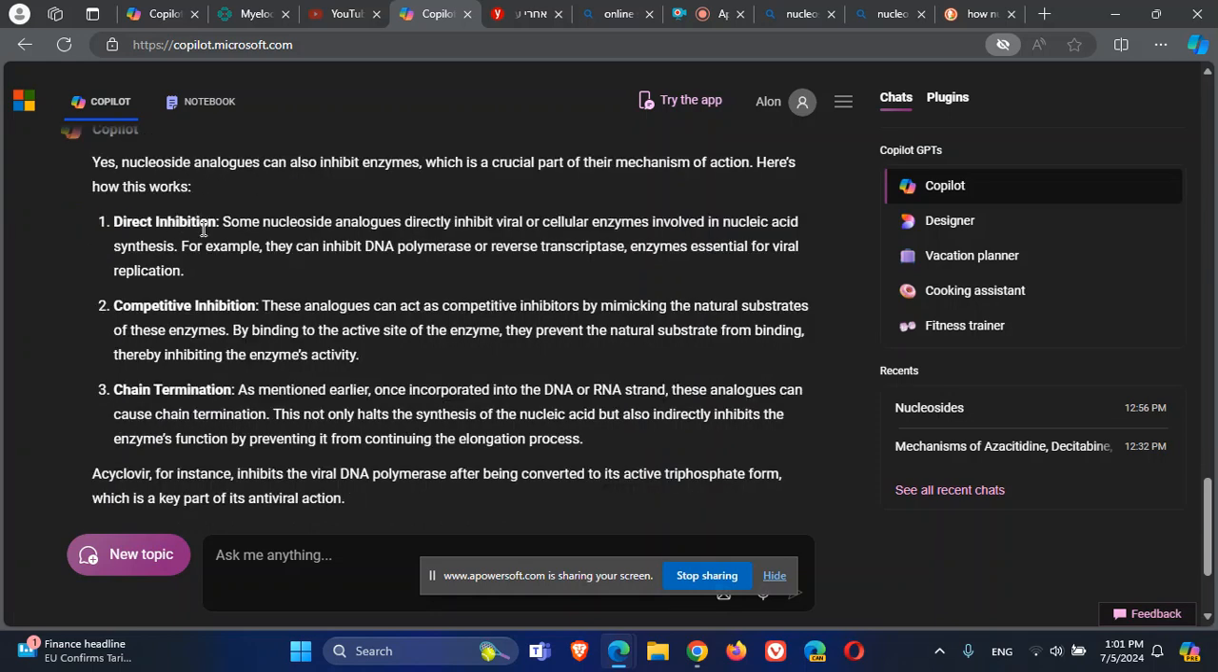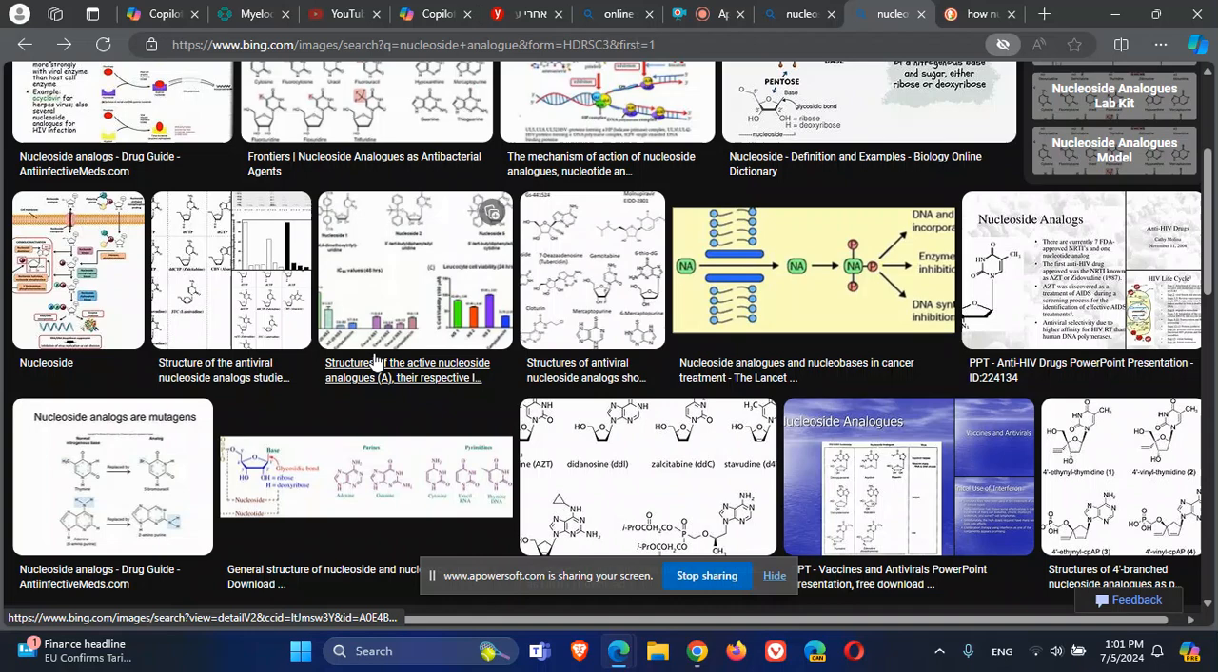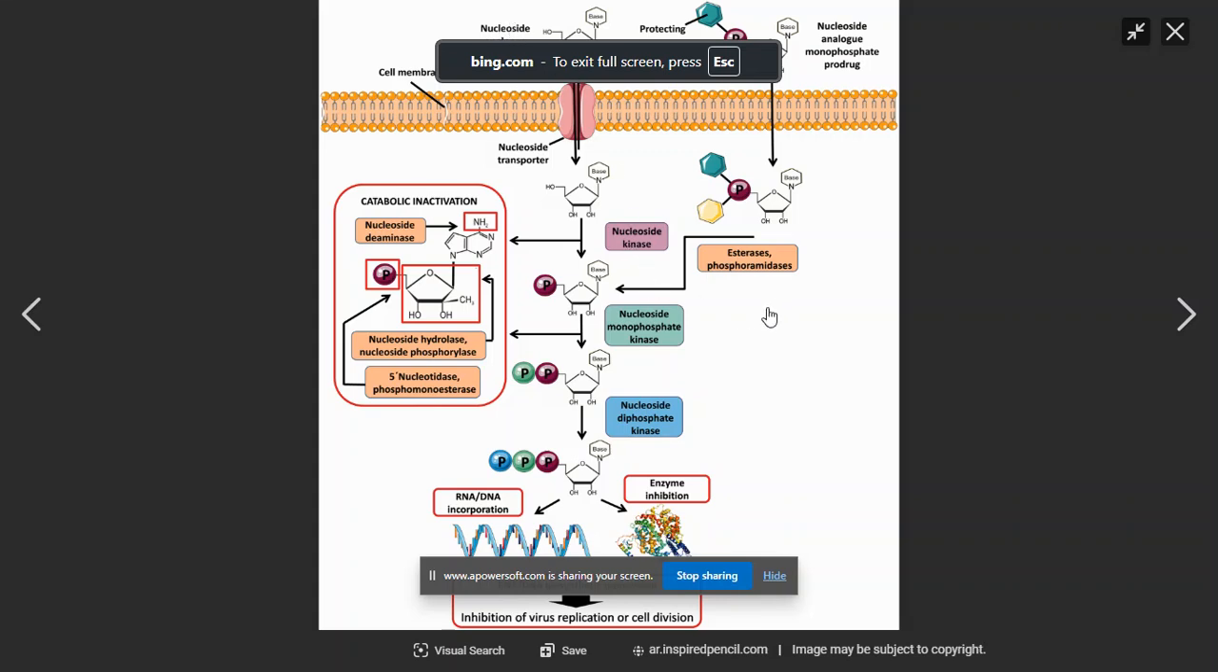Okay, so another thing is how they inhibit those enzymes. They can cause direct inhibition, but let's look at the picture. This will be maybe more understandable. So you can see the nucleoside analogues come and enter the cell, and then they get the phosphate groups, and then they can incorporate into the DNA or inhibit enzymes, and therefore inhibition of viral replication. This is the main mechanism of nucleoside analogues.